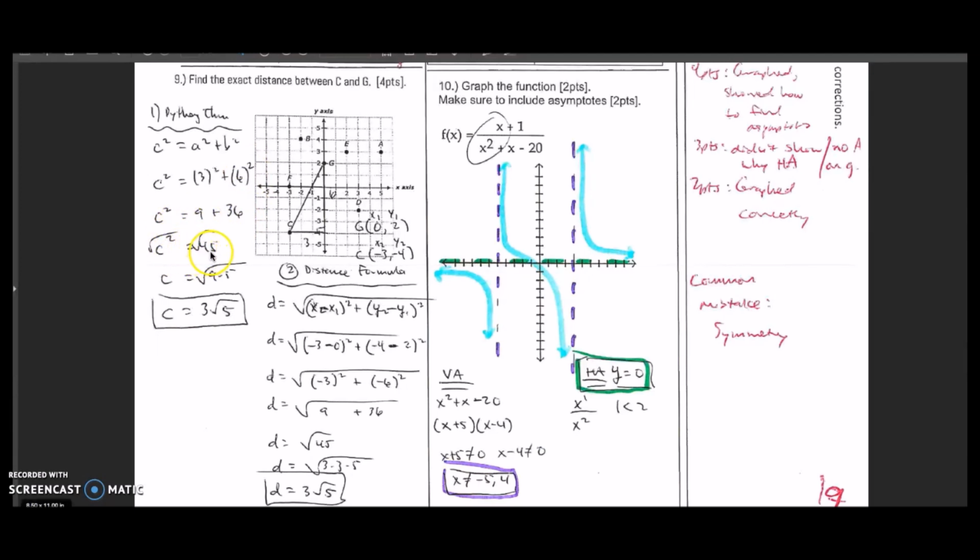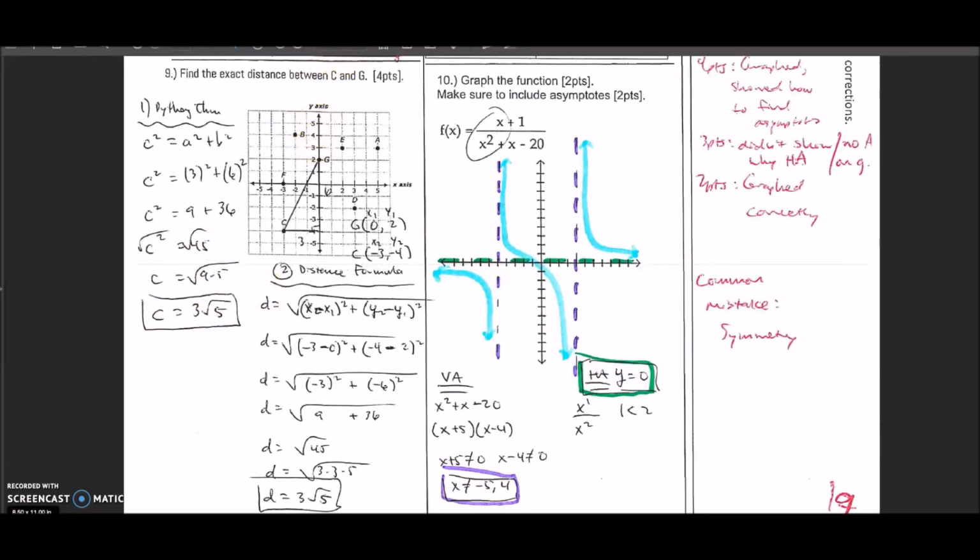So c² = 45. Take square root of both sides. You get C equals square root of 45, which can be simplified to square root of 9 times 5. The square root of 9 is 3. So this is an exact answer. If you did it in decimals or the square root of 45, you got 3 points.